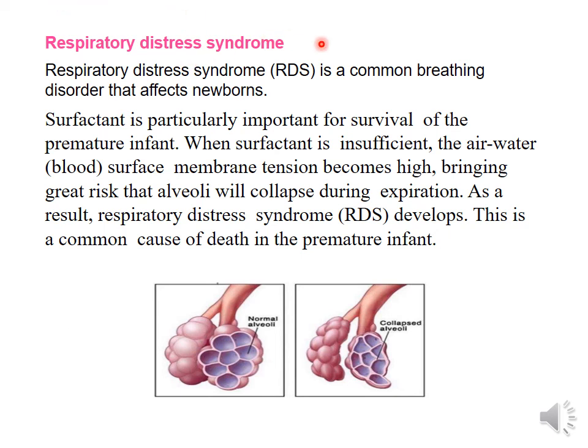Respiratory distress syndrome is a common breathing disorder that affects newborns. This occurs when the surfactant material is not sufficient, and this causes the air-water or blood surface membrane tension to be high, bringing great risk that the alveoli will collapse during expiration. As a result, respiratory distress syndrome develops. It's a common cause of death in the premature infant.